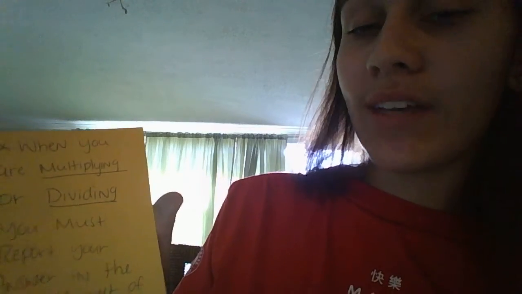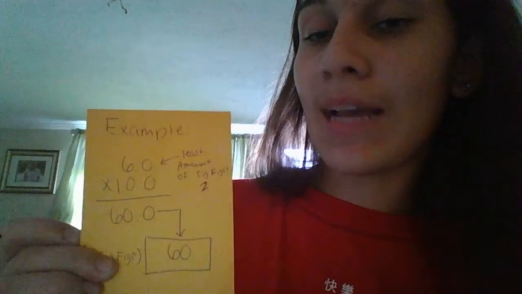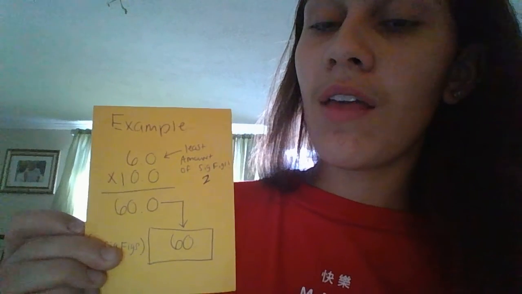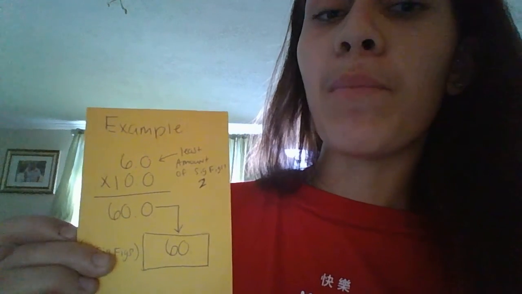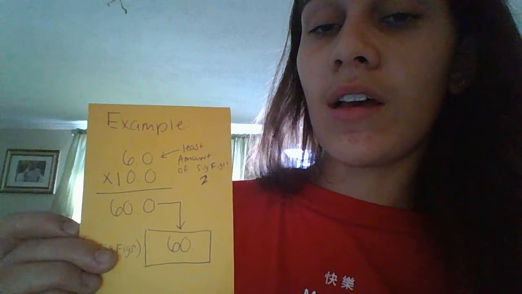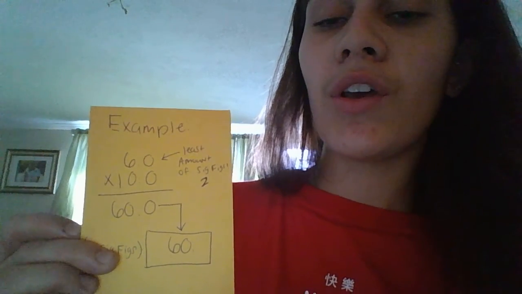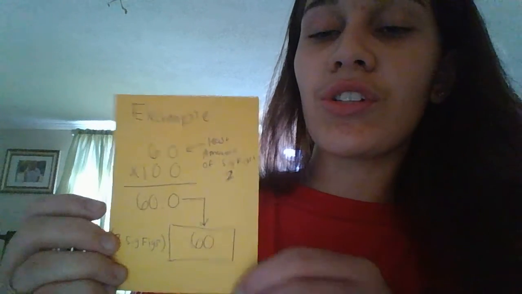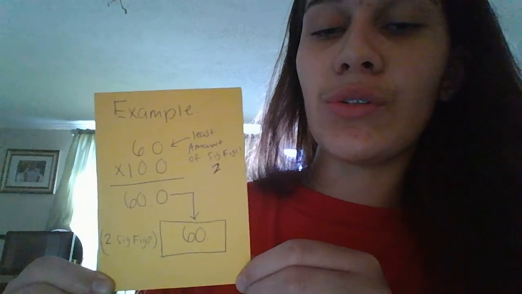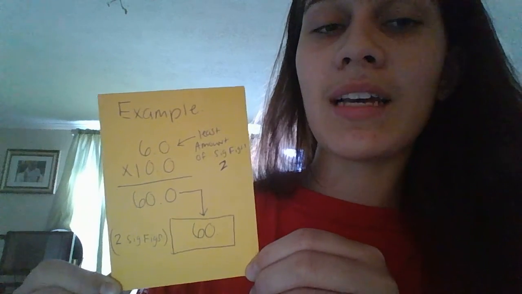The last thing that I'm going to be speaking about is that when you're multiplying or dividing, you must report your answer in the least amount of sig figs. So for example, if you have 6.0 times 10.0, the answer will be 60.0, but because the least amount of sig figs is 2, because of this 6.0, you would change your answer to 60 because it would be in 2 sig figs.